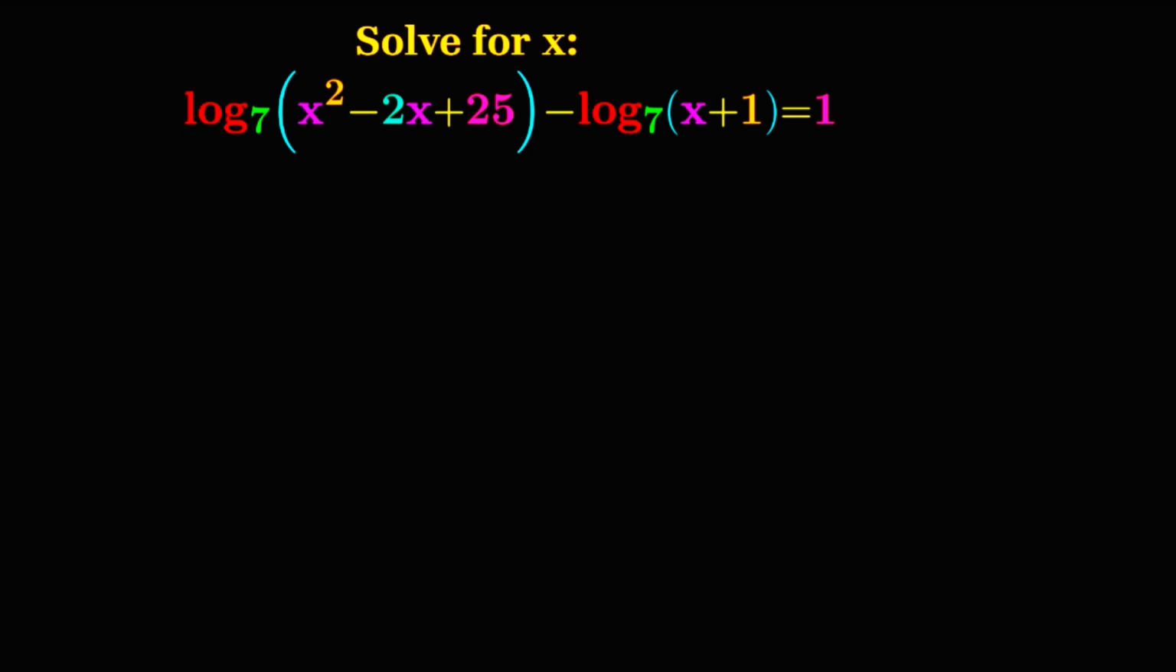Solve for x in log to base 7 of (x squared minus 2x plus 25) minus log to base 7 of (x plus 1) is equal to 1.